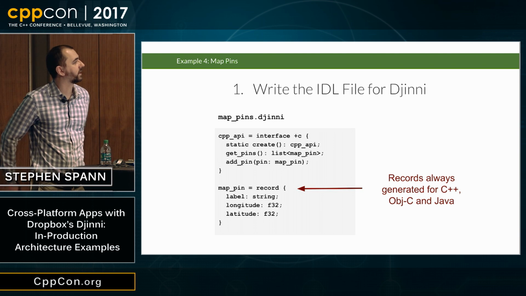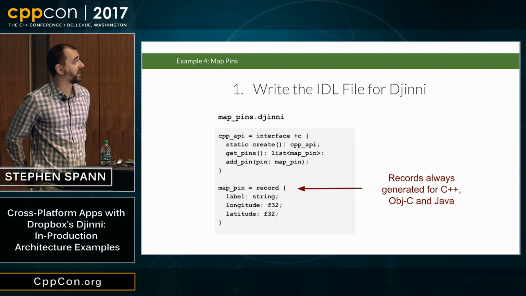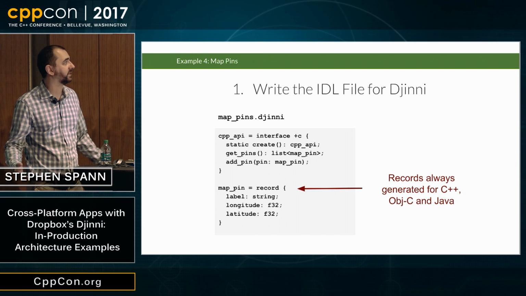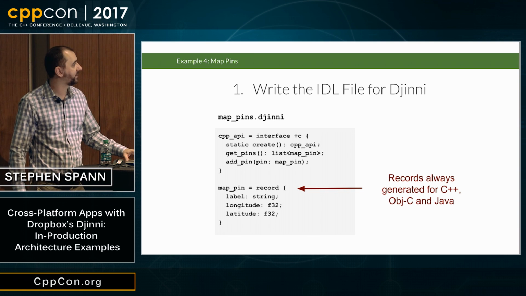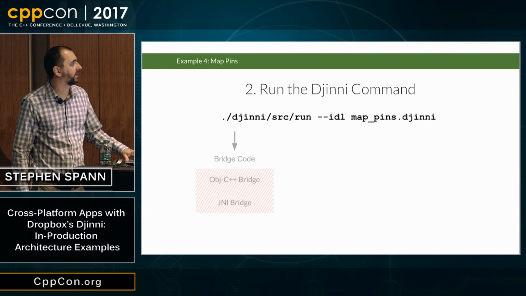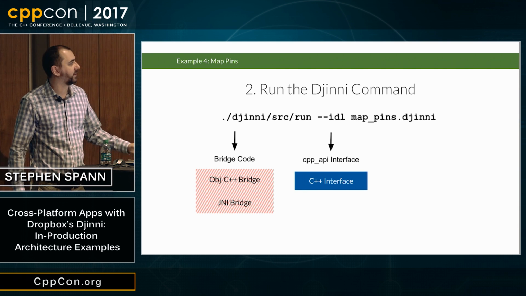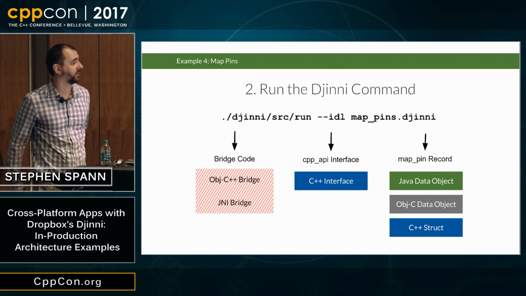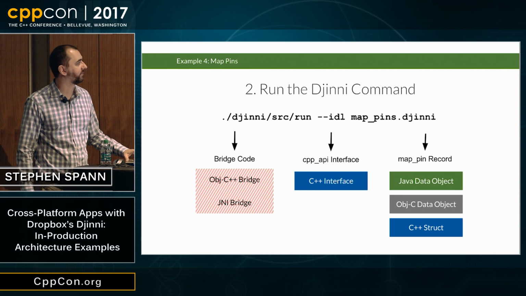Right, for the record we didn't have to specify what language, because no matter which method we call above, getPins or addPin, we're going to need the record in all languages: Objective-C, Java, and C++. More commands, bridge code, tuck it away, never look at it. Our C++ API, which you have to implement, and then our different data objects. C++ is going to be a struct, and Java and Objective-C are both going to give us objects, which we can handle just like any other data objects on those platforms.